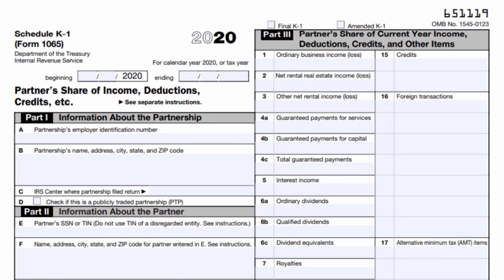So box 1, you have ordinary business income or loss. You need to enter your share of the ordinary income or loss from trade or business activities of the partnership this year. Box 2, you have net rental real estate income or loss. Box 3, you have other net rental income or loss. Here you will report your share of any other rental income you earned from the partnership. Box 4, you have guaranteed payments, right? Those are payments you receive from the partnership. These are payments that the partnership made to you without regard to the partnership's income, usually in exchange for services or for the use of capital.